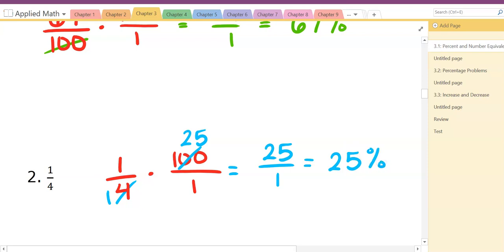If you're using a calculator to do these problems, you can divide the fraction. So you could take 1 divided by 4, you get 0.25, and then take it times 100 like we were just doing, and you would still get 25%. Okay, so I want you to do 3, 4, and then 5 continues on the next page. Write those as percentages.